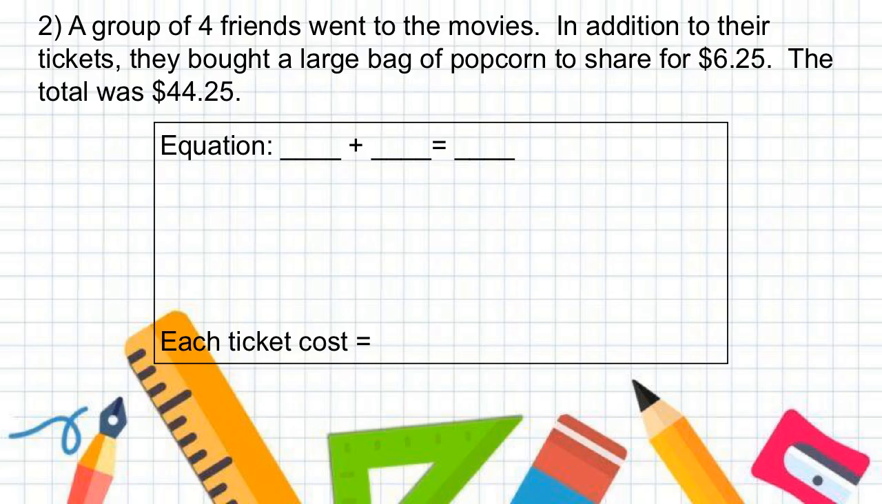Question number 2, we're both going to build it and solve it. It says a group of 4 friends went to the movies. In addition to their tickets, they bought a large bag of popcorn to share for $6.25. The total was $44.25. I want you to pause me here and see if you can get that equation by yourself. Then before you start to solve it, I want you to come back and check that you have the right equation, because there's no sense in solving something that's not right to begin with. So pause me, get your equation, and then come back.